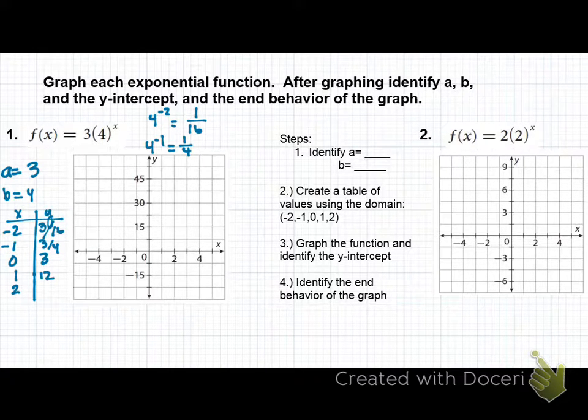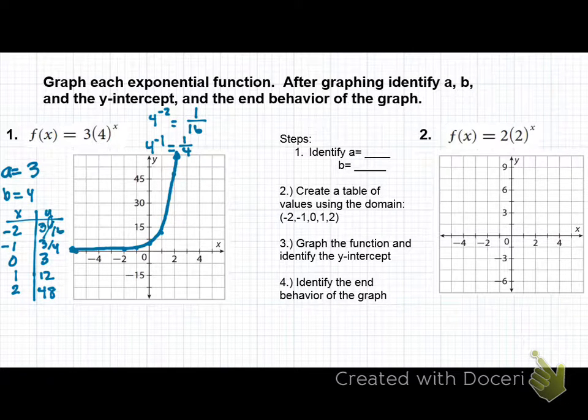4 times 3 is 12. And then 4 squared is 16. 16 times 3 is 48. Okay? So you see how it's exponentially growing here quickly? Y'all see that? Okay, now we're going to take these as ordered pairs, and we're going to graph them on our graph as points. And we're going to draw a line across. And at that point, we're done.